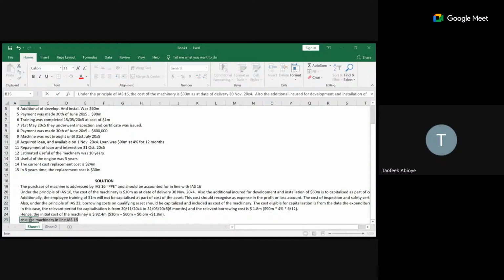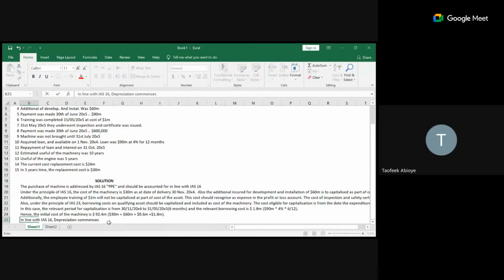In line with IAS 16, depreciation commences when the asset is available for use. When it is available. It is not when it is brought into use.